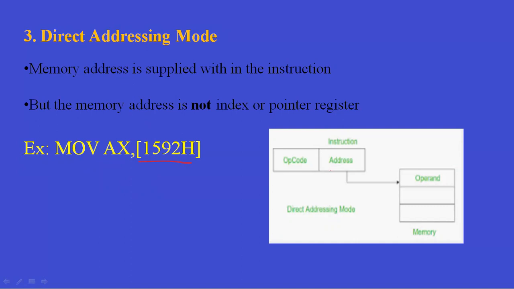So 1592, it is acting as an address. In this address, some data is held. That data only moves to AX register. That is called a direct addressing mode. Within the square bracket means it is not data, it is an address. So 1592 address holding some data, that is the operand, that data only moves to the register AX. That is called a direct addressing mode.